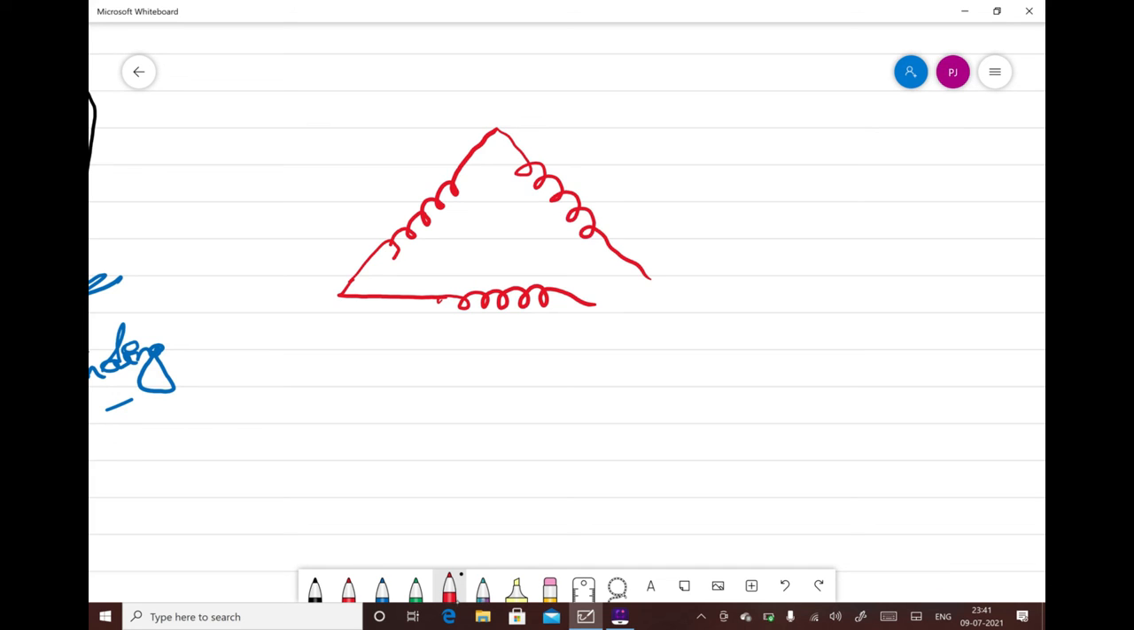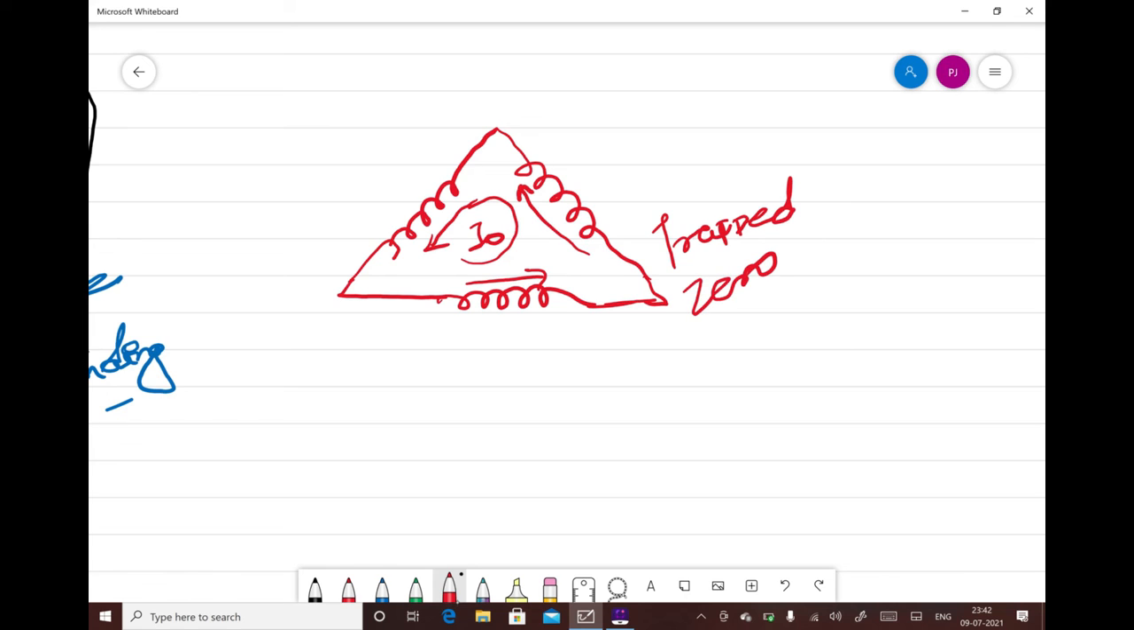So suppose this is your delta winding. Once your zero sequence current comes inside, it will keep on flowing like this, and this is your zero sequence current. So zero sequence current will always keep flowing inside this delta winding, and this is called trapped zero sequence current, or trapping of zero sequence current inside the delta winding. And we will discuss this in detail in the coming session.